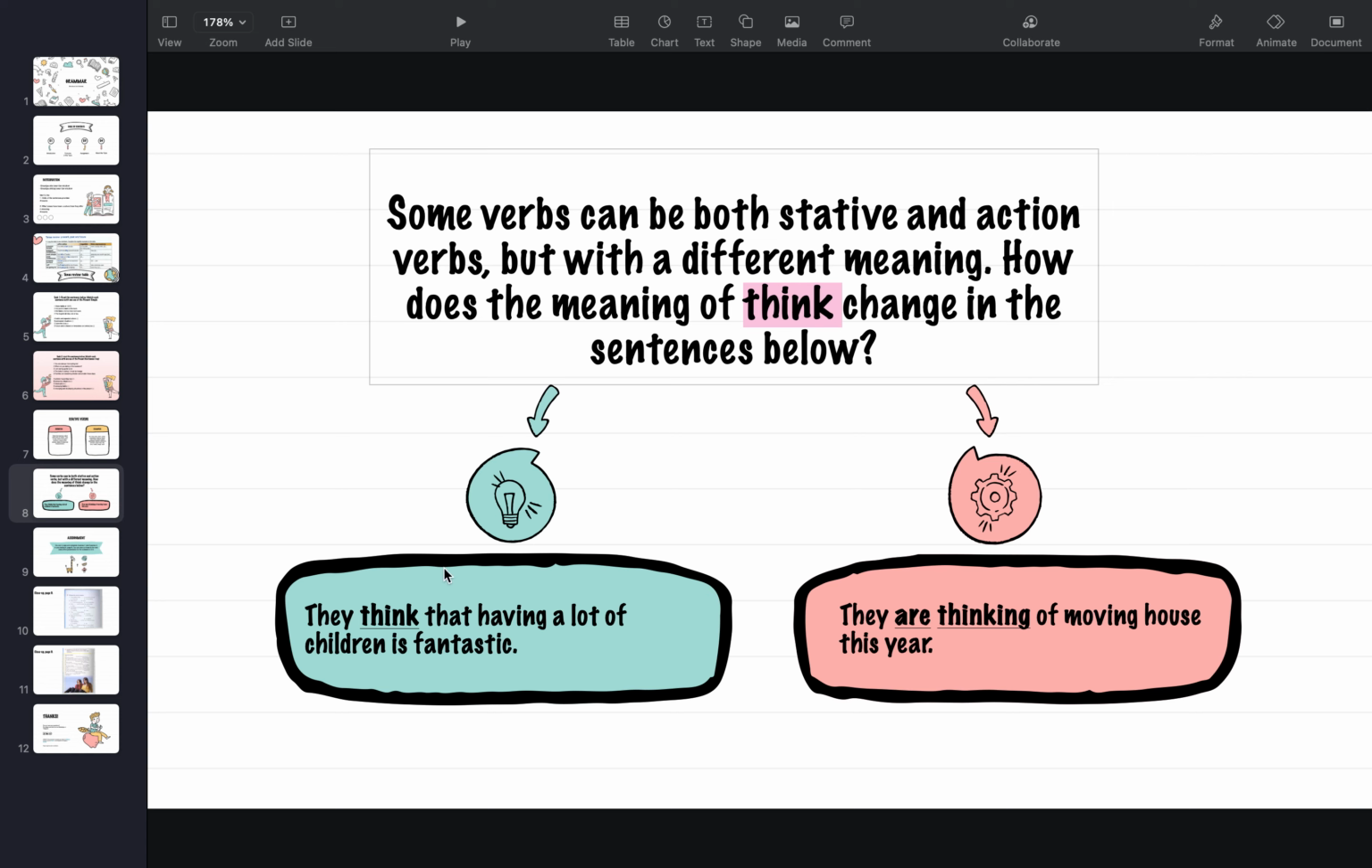So let's check out the first one. They think that having a lot of children is fantastic. They are thinking of moving house this year.